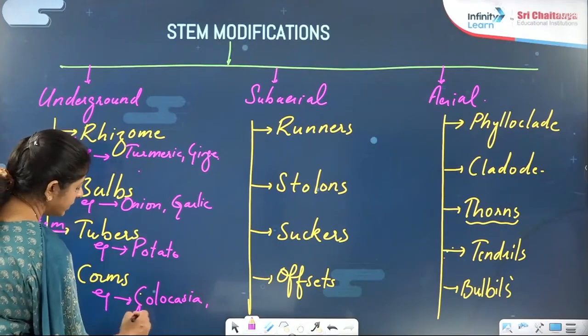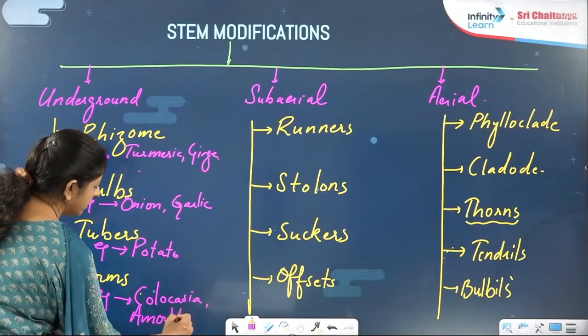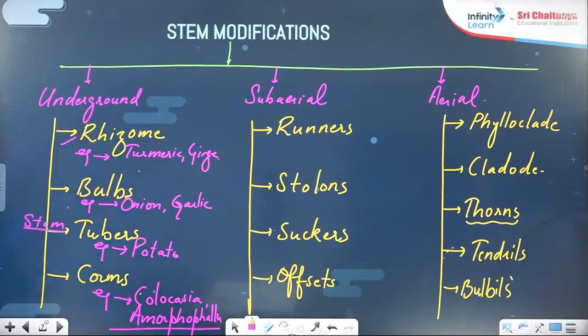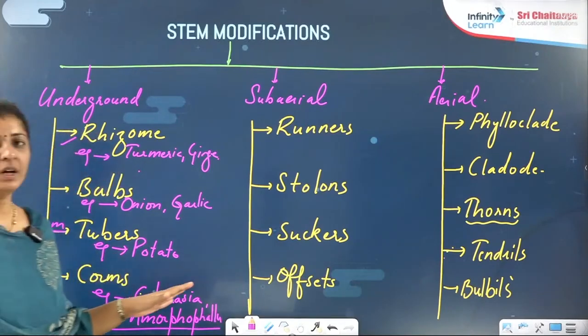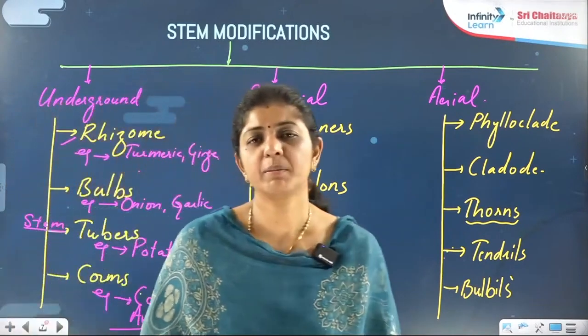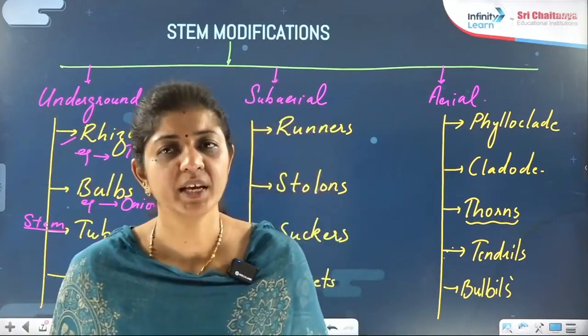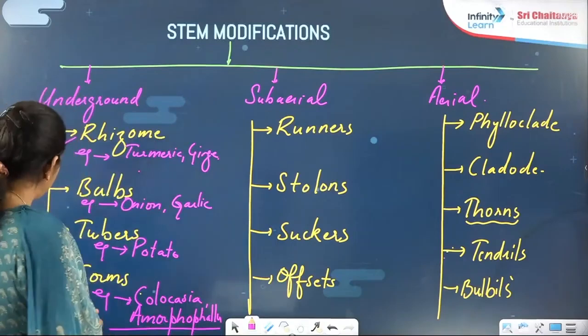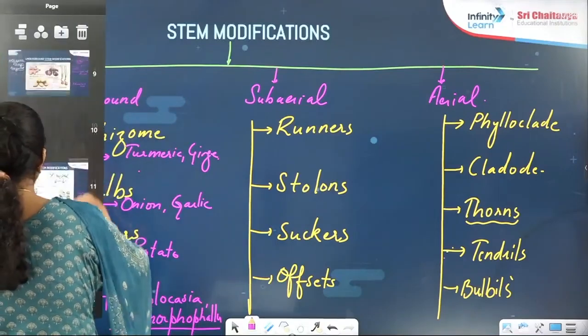Corms, example will be colocasia, right? And even amorphophallus, right? So underground stem modification I have written here, and subaerial I already spoke, what should be the example over there, right? Now the last topic of the day, from the stem we are going to take their modification.